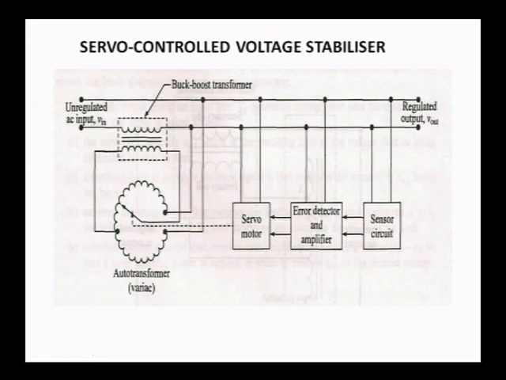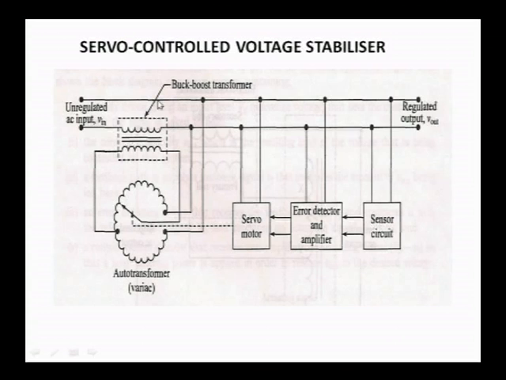So what is a servo motor? It can run in either direction, positive or negative, based on the error detector voltage, whether plus or minus. This servo motor in turn moves this arm up or down, clockwise or anti-clockwise, so that the voltage is bucked or boosted, so that the regulated output is constant. So this is the explanation expected from you, servo controlled voltage stabilizer.